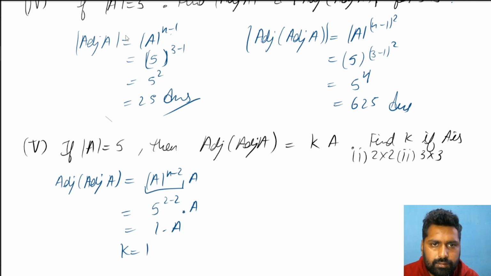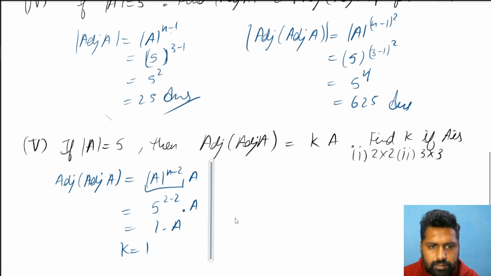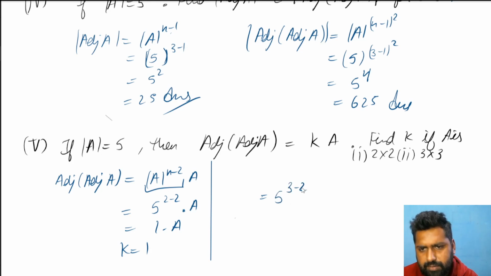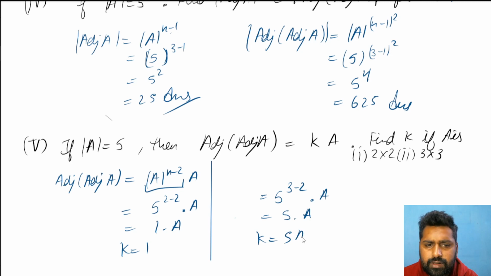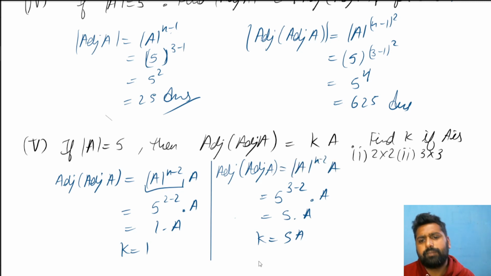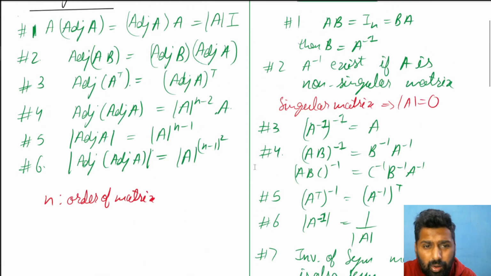And for 3 cross 3, same thing. It's just that this time you will write n minus 2. For 3 cross 3, you will write 3 minus 2 times A. So that is 5A. So k is 5. Rest everything is same. Adjoint of adjoint A is determinant of A raised to n minus 2 times A. Okay. So these kinds of questions can be created. They are very simple, very straightforward, as long as you know all these properties.